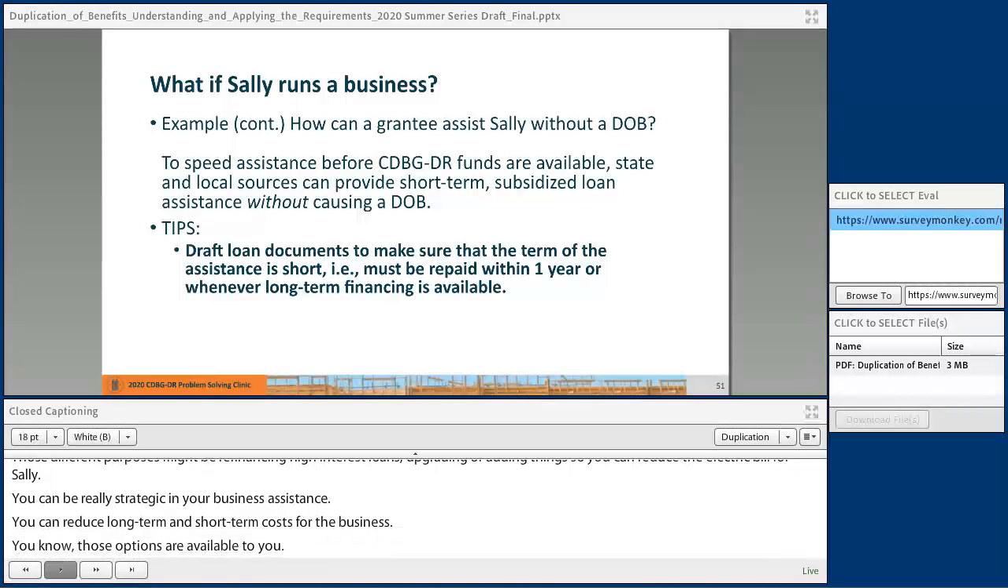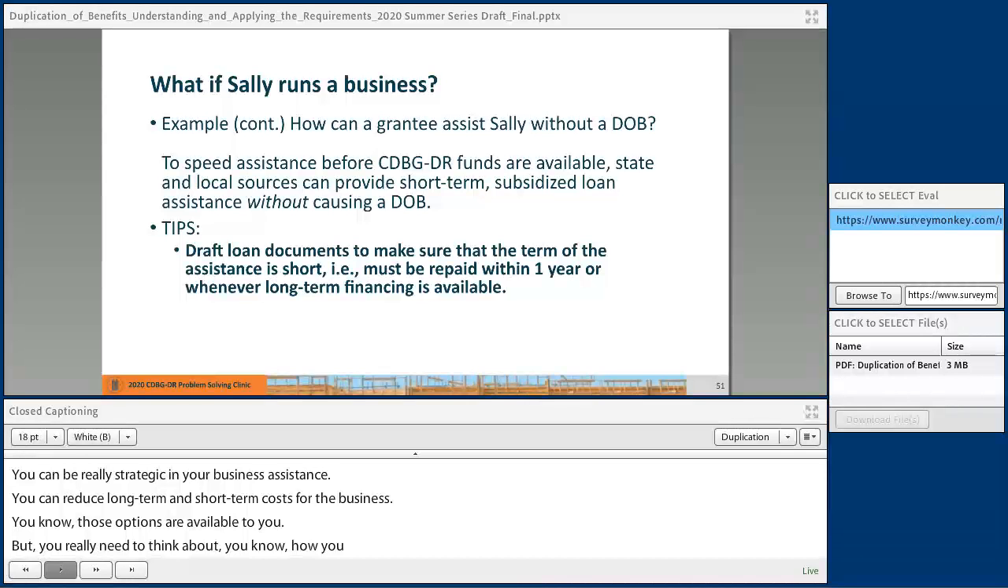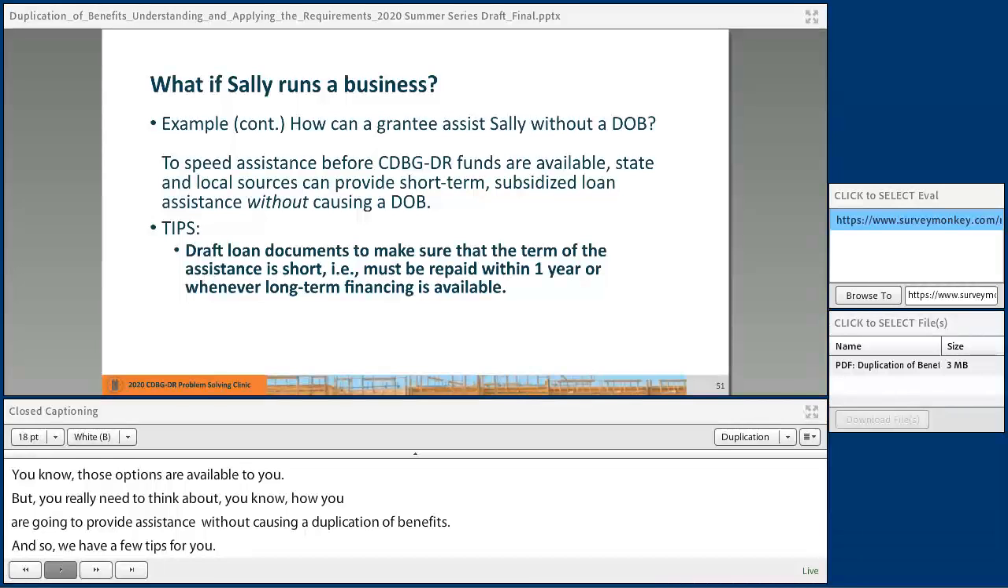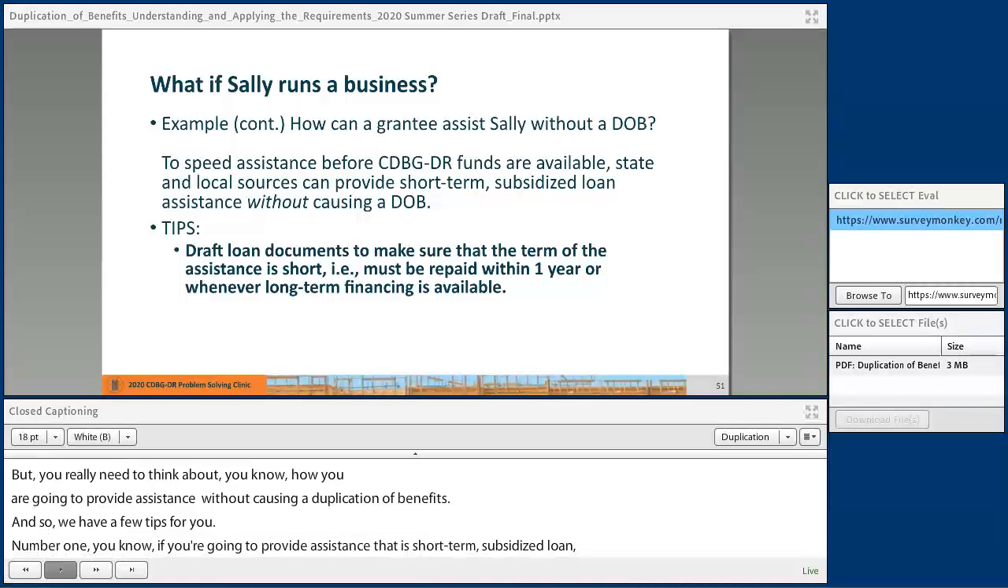And so we've got a few tips for you. One, if you were going to provide assistance that is a short-term subsidized loan upfront because you know additional assistance is coming later, let's say you're trying to get out in front of the economic development loan and just provide some bridge loan assistance until that can get here, there is an exception in the DOB notice for short loans. And when that exception applies, you're taken out of the assistance category.